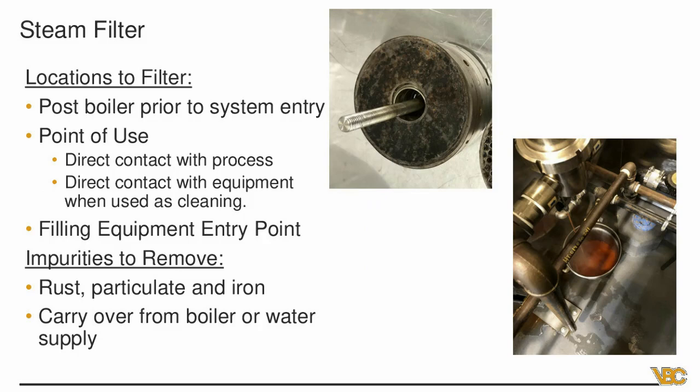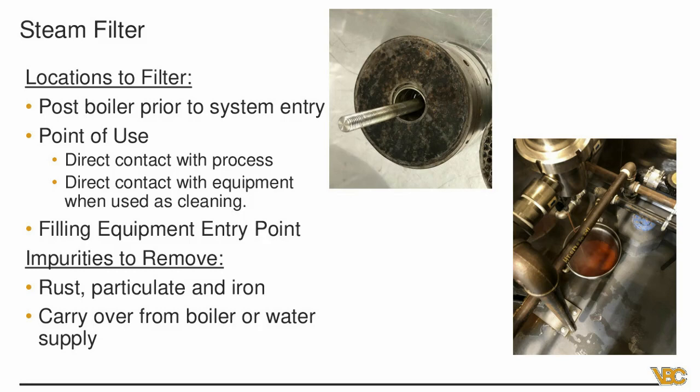Next one, steam filter. Steam filters can be used in a number of different ways and locations throughout the brewery. First one, very simply, post-boiler prior to system entry. Depending on whether or not you have steam in your brewery and you use it for different things, these filters can be really effective for helping with a number of different things. Point of use would be the next one, whether it's direct contact with your process or direct contact with your equipment when it's used as cleaning.